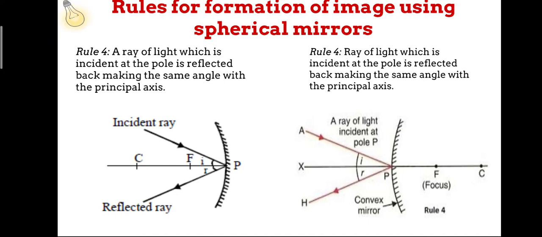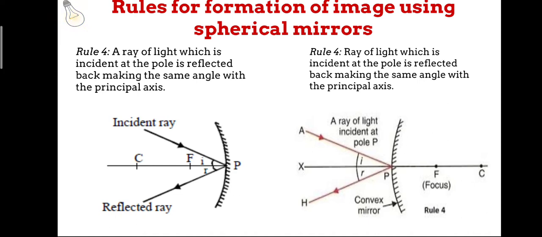And finally, the fourth rule, which is also dependent on the law of reflection of light, that is, a ray of light which is incident at the pole is reflected back, making the same angle with the principal axis. That is, it follows the law of reflection of light. In this case, it is similar for both concave as well as convex mirrors.